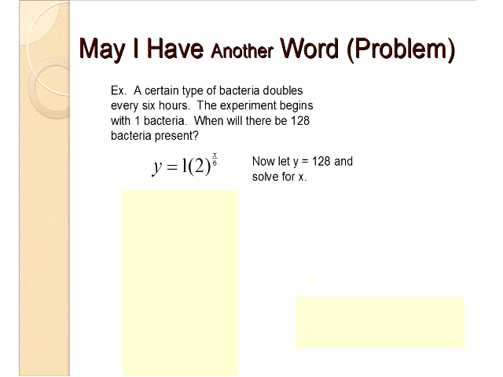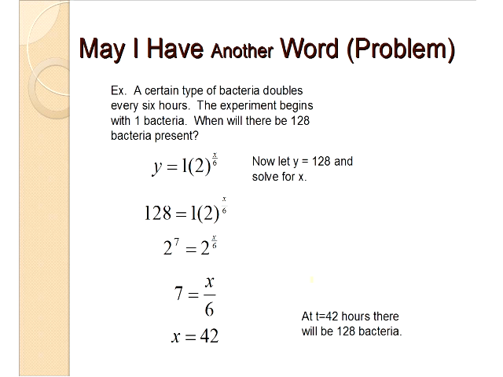So we can also solve for when there will be 128 bacteria present. I'm going to plug that in for y. I'm going to take common bases. Since my bases are the same, my exponents are the same, and so in 42 hours there'd be 128 bacteria.